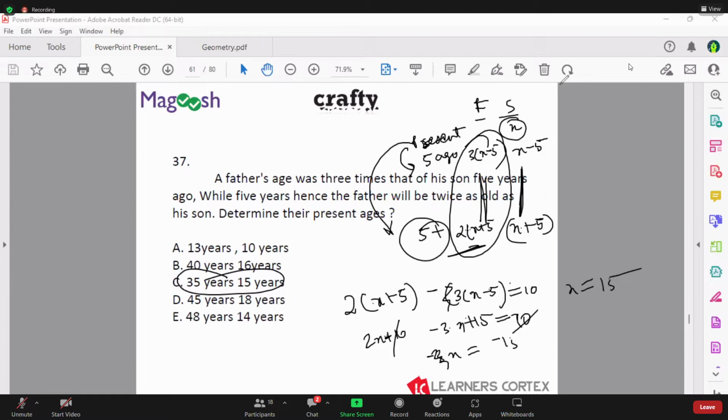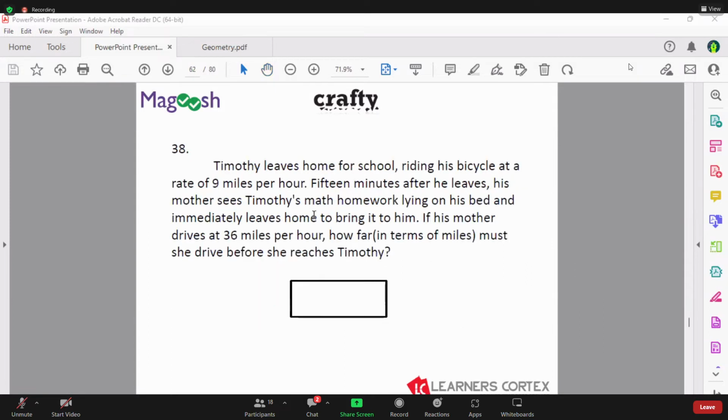If there would have been any other option where 15 would have been the age of son, what you could have done is substitute this particular value in either here or here, wherever you would have wanted, and then you could have taken out the answer for father and son.